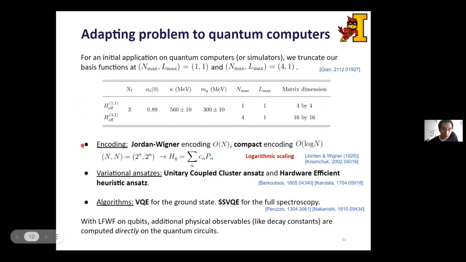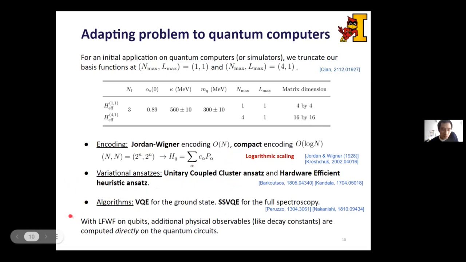And so to solve this problem, we'll use a different encoding. In this work, we look at the Jordan-Wigner encoding and also the compact encoding. We also look at different variational ansatz, such as the unitary coupled cluster ansatz and the hardware-efficient heuristic ansatz. And two different algorithms: the VQE for finding the ground state, and the SSVQE for finding the full spectroscopy. I will talk about these three in detail in the coming slides.